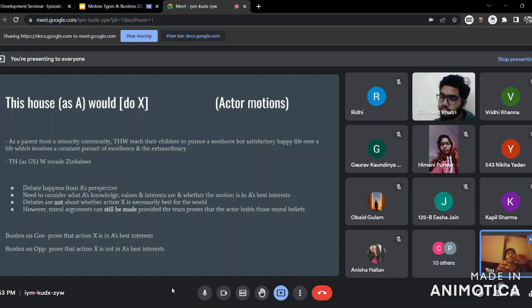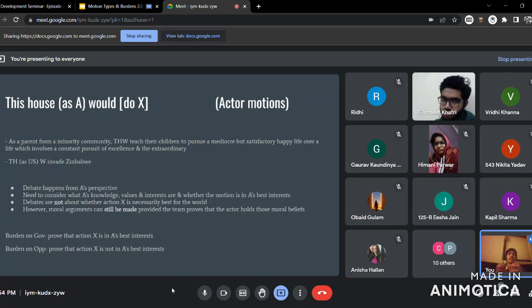and things like that. So if this is the priority of a parent from a minority community, this means that, okay, they would prefer their child to have a mediocre life over a life of excellence, even though objectively a life of excellence might be better for this child. This is the difference of point of view that I'm talking about.